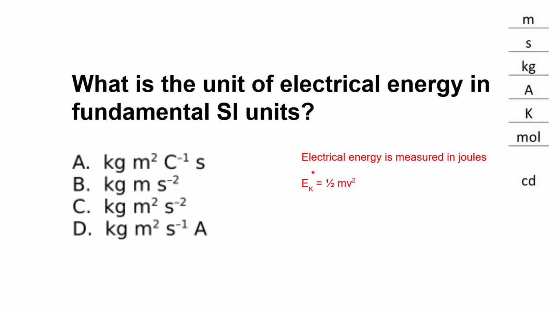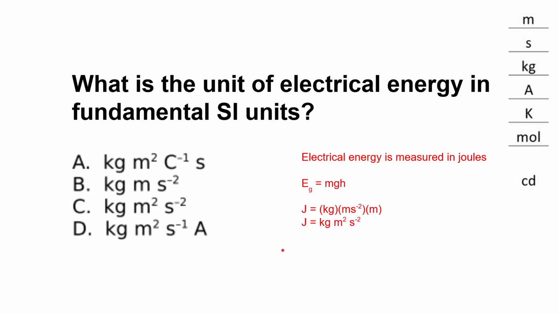From our data booklet, we have the equation of kinetic energy, which is 1/2 mv squared. So we can write an equation of units. Mass is measured in kilograms and velocity is meters per second, so we can write it as such. The 1/2 is not relevant here. Simplifying this, we get a joule is equal to a kilogram meter squared per second squared. This gives us answer choice C.